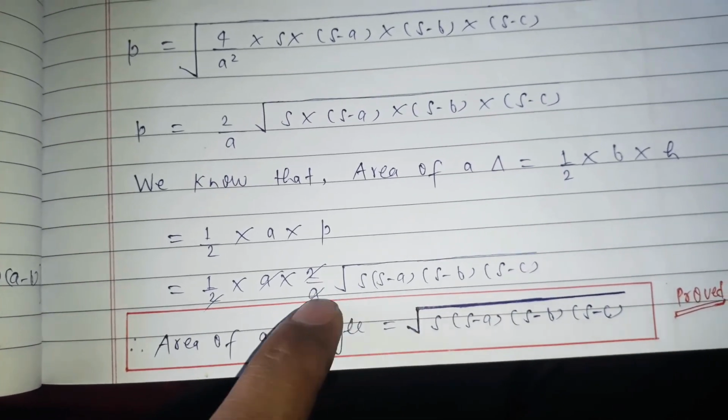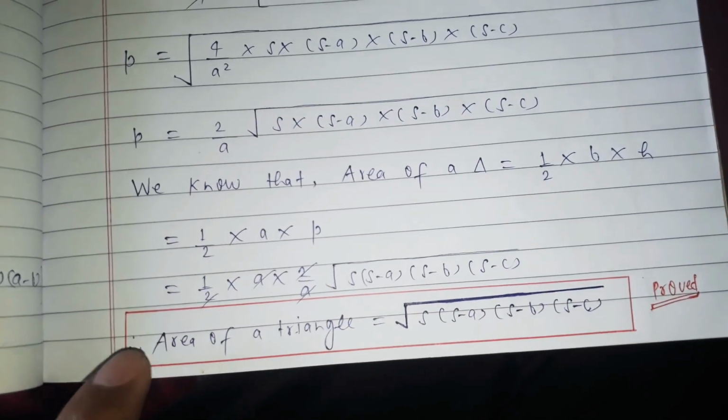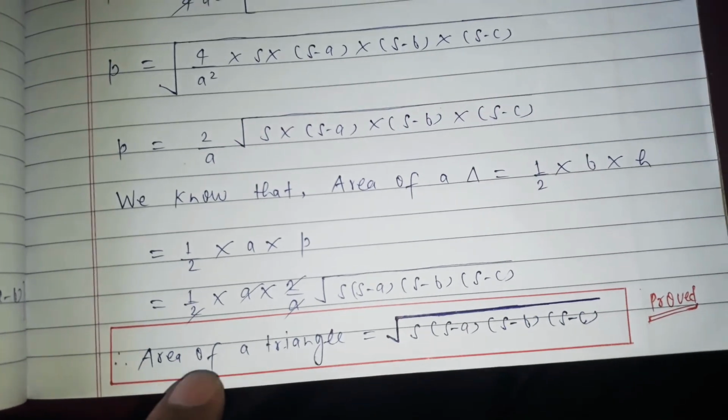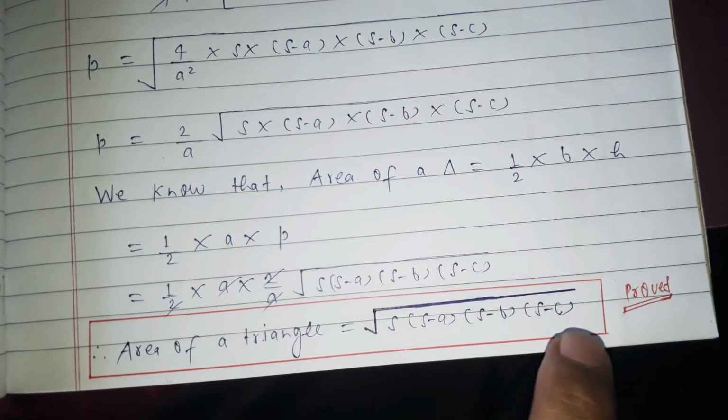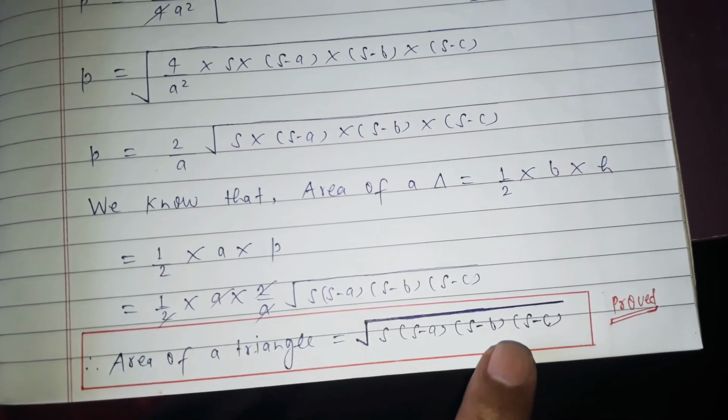Here 2 cancels out, a cancels out. Here remains area of triangle equal to under root s into s minus a into s minus b into s minus c. This is the Heron's formula.